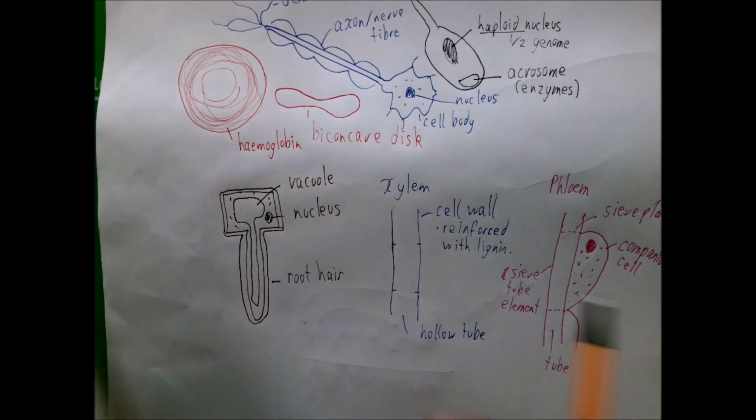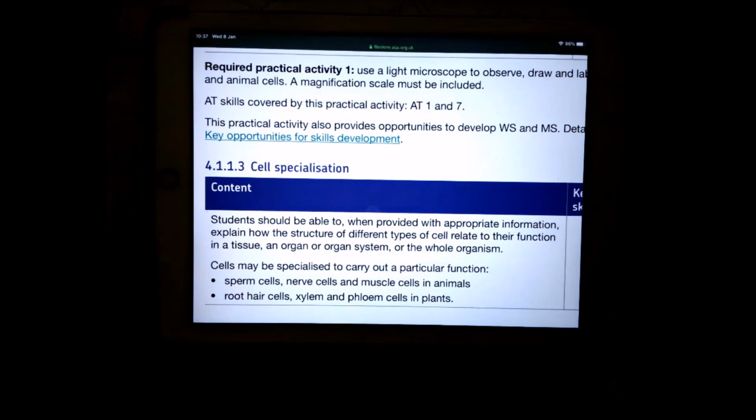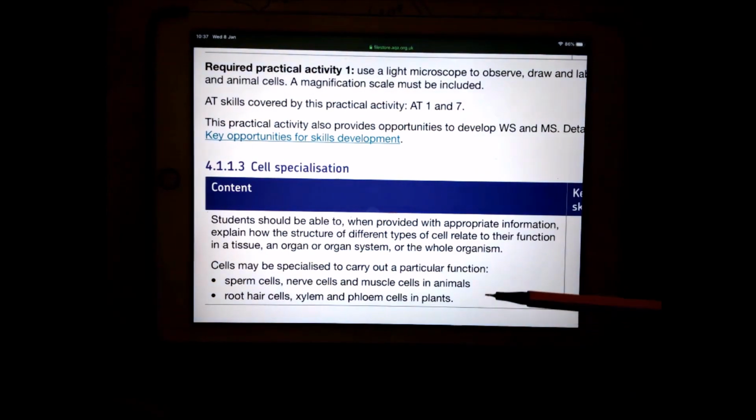So what we've talked about today, we've gone through a few different examples of specialised cells, which of course you need to know, and we've talked a bit about structure and function for how they work.